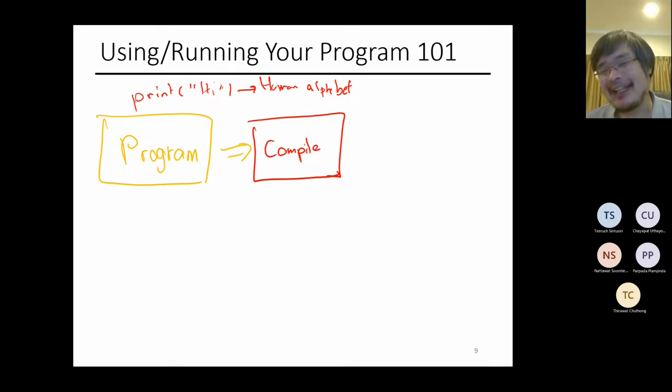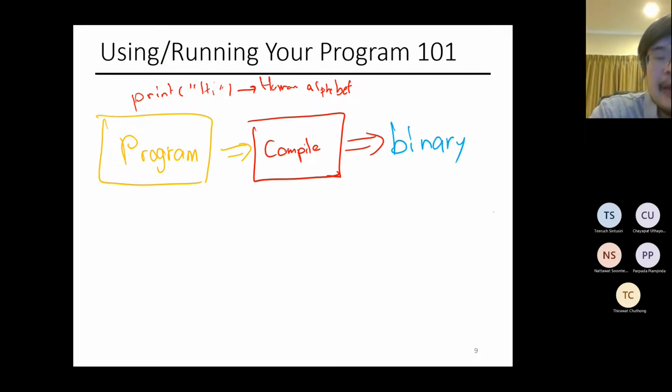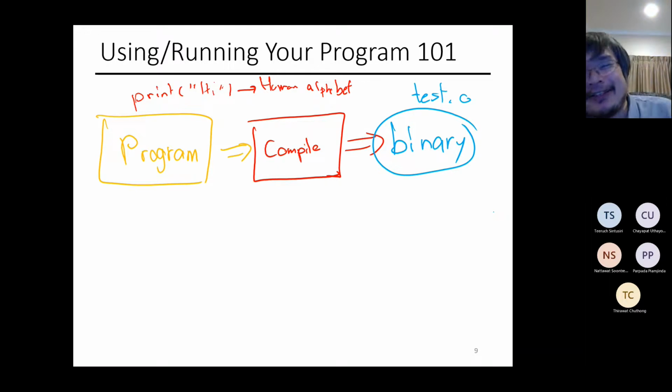What is the language that your computer understands? Binary, right? This results in a binary. I'll use blue. And then when you want to actually run it, let's say you compile, it becomes some file on your computer, let's say test.o, the object file. I can run this. What do you do when you want to run it? Double click, right? Run the actual command. What happens when you run the actual command?